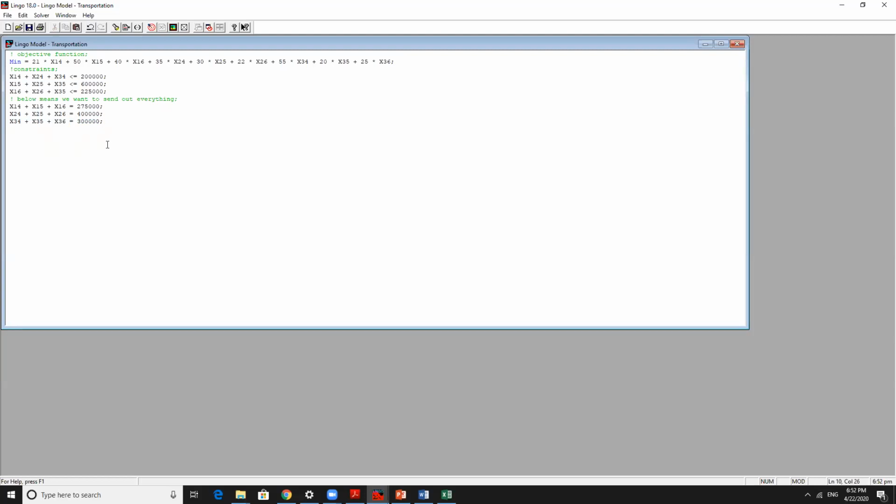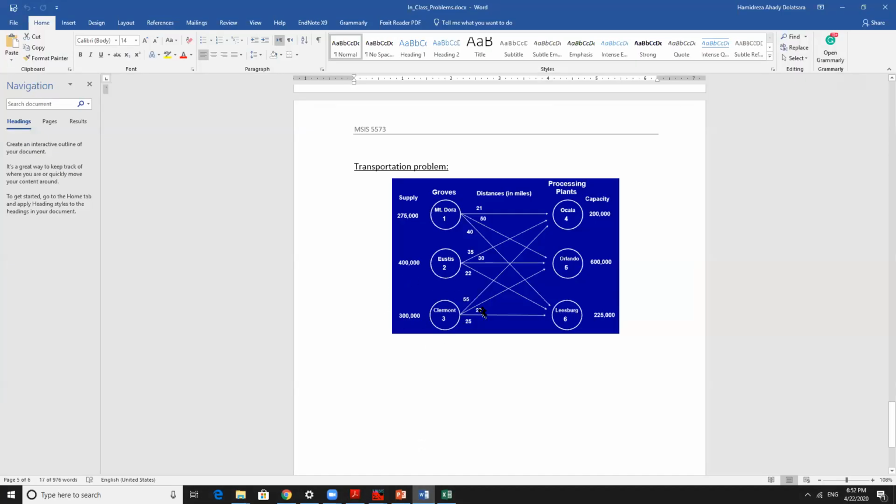Again, this is how you define this transportation problem. Basically, your constraints come from points. For example, for supply, you want to send everything out of this point. For capacity, you want the entrance to be less than or equal to your capacity, because you cannot process more than your capacity.